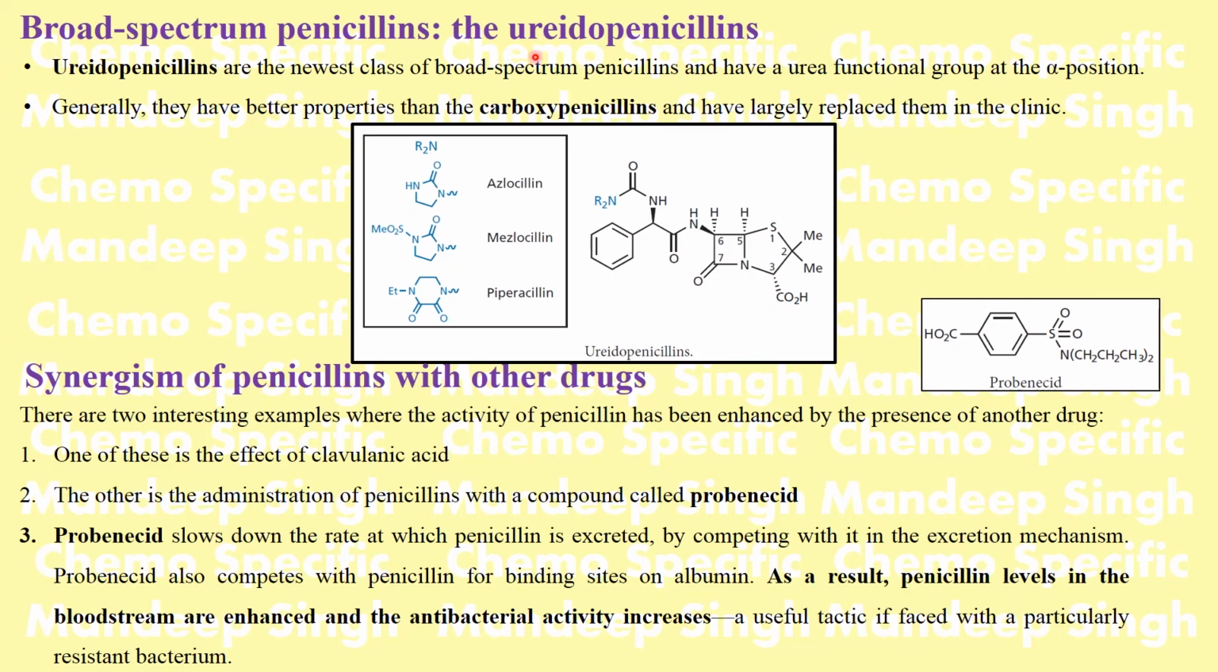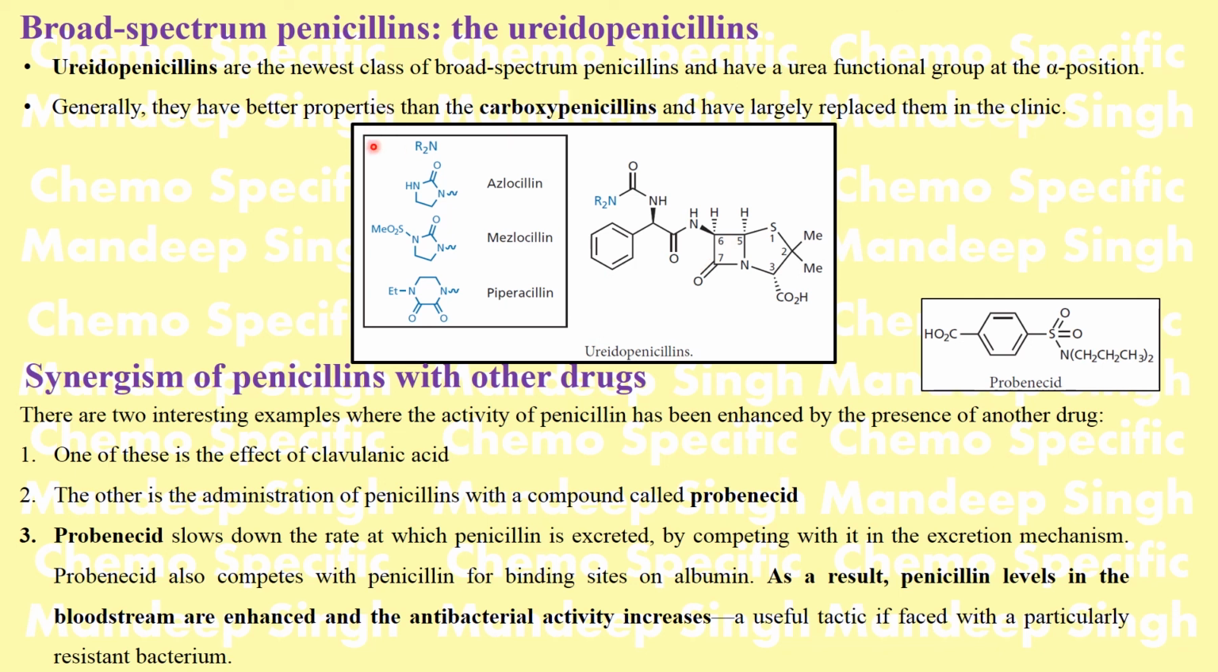So the last broad spectrum penicillin that we are going to talk about is the ureidopenicillin. Here, instead of the amine group, what we have is a urea moiety on the NR2. If we have this particular urea, it's called azlocillin. If we have this urea, it's called mezlocillin. If we have this moiety, it is called piperacillin.